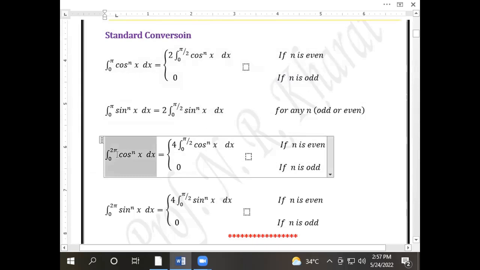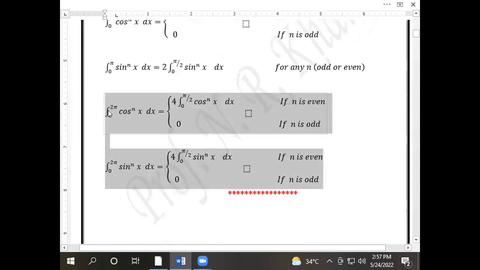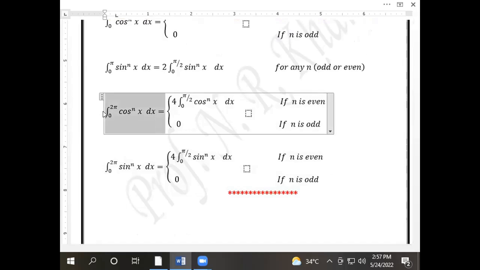Again, we change the limit from 0 to 2 pi. At that time, what is the reduction formula for cos and sine? For cos and sine, the reduction formulas are both equivalent, both the same. So, if the integration runs from 0 to 2 pi, with cos index n, the integral of cos raised to n x dx is 4 times the integration from 0 to pi by 2 of cos raised to n x dx. It is possible if n is even.